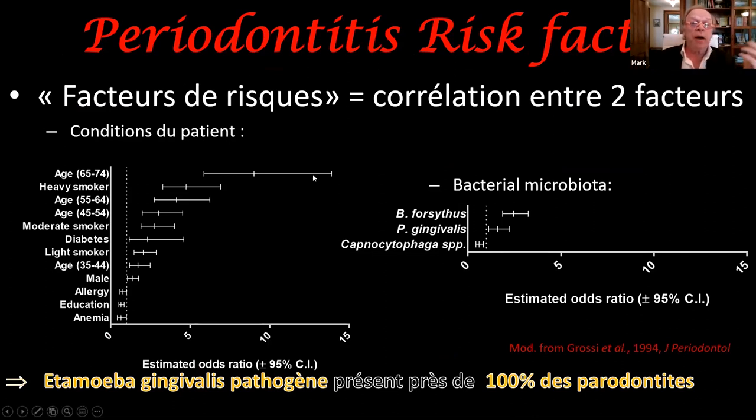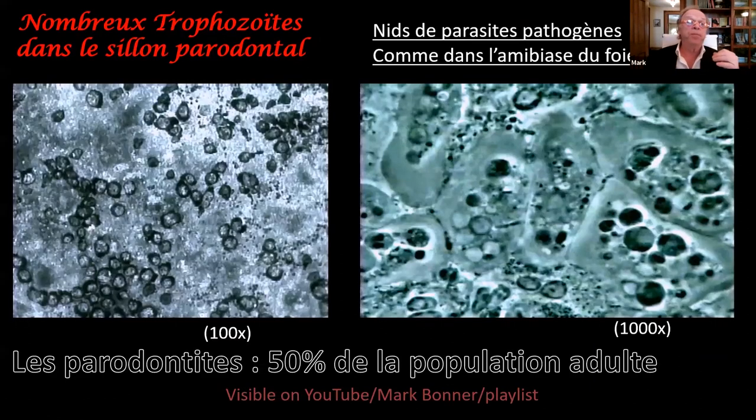The most efficient risk factor is age. Then you have heavy smoker, then moderate smoker, diabetes, and male. And see also bacteria. Bacteria is part of it, but it is 2 or 3 times more of a risk factor. But if you look at pathogenic Entamoeba gingivalis, you will see it is about 100% of periodontal disease and mostly peri-implantitis.